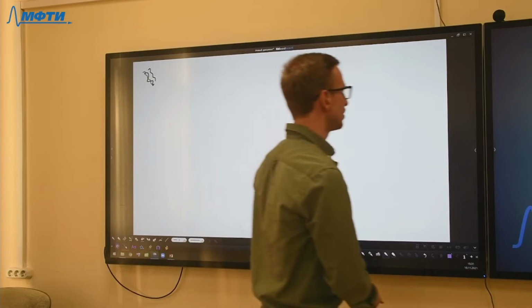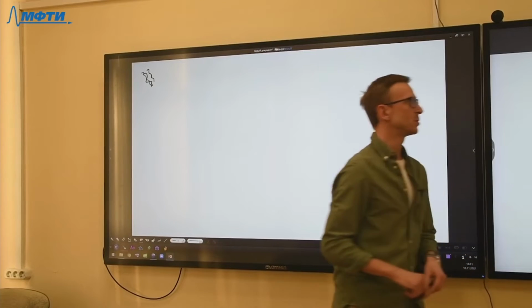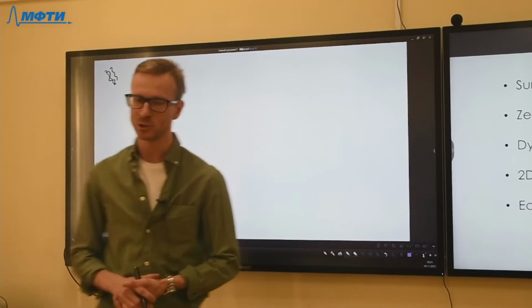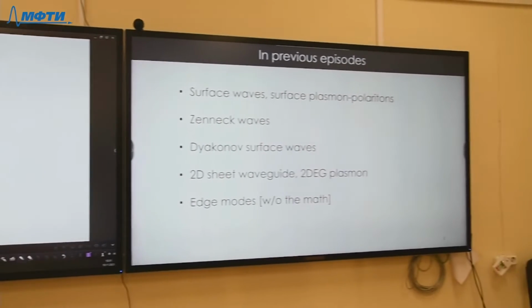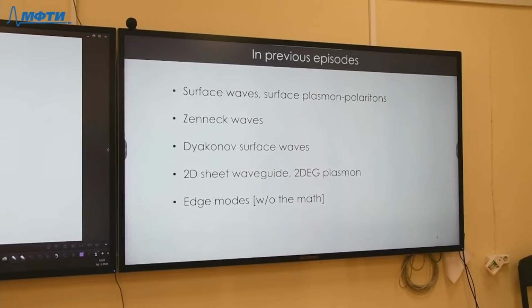To remind you, in the last two lectures, we've been talking about waveguide modes and the phenomenon of waveguiding in different structures. And in particular, last week we talked about surface waves, localized excitations that exist on a surface between two different media and can propagate along that surface in particular cases.